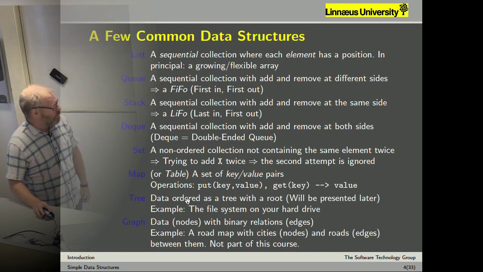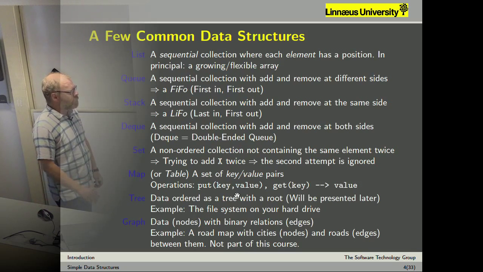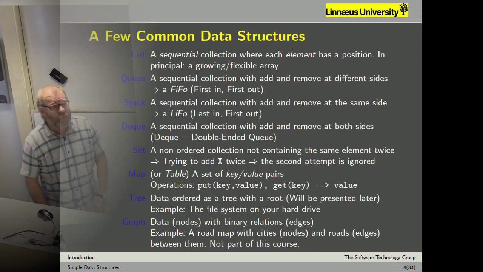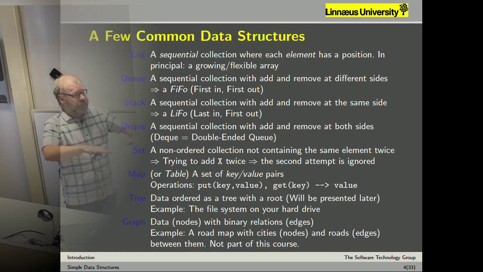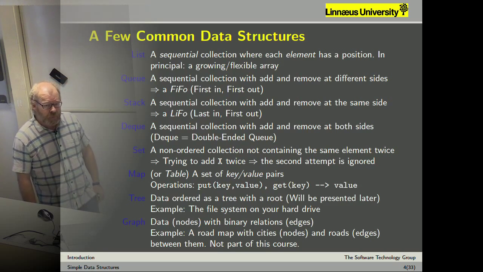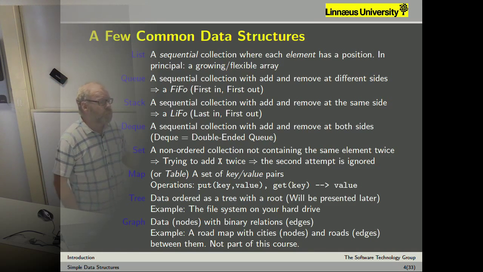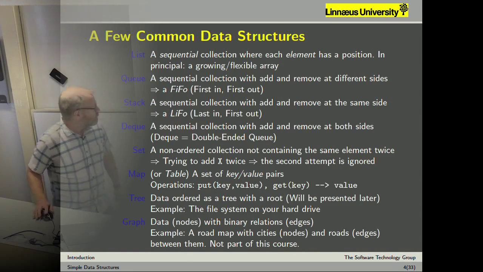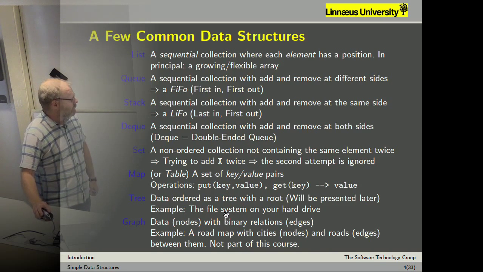We have a tree. It has a root, and you can think about the file system on your hard drive. C: is the root of your file system, and it contains other ones in different levels. So they are ordered as a tree with C: as the root of the file system. It's the topmost directory in your computer.